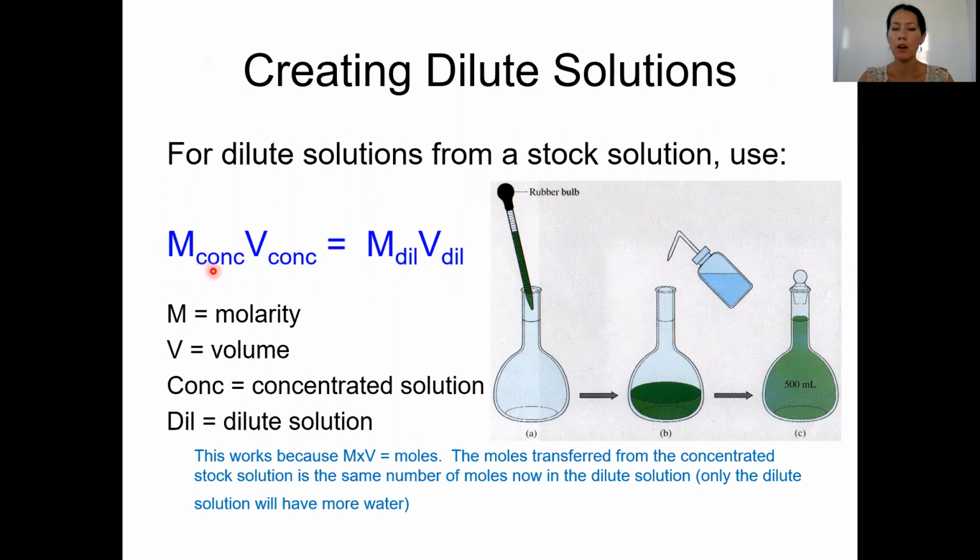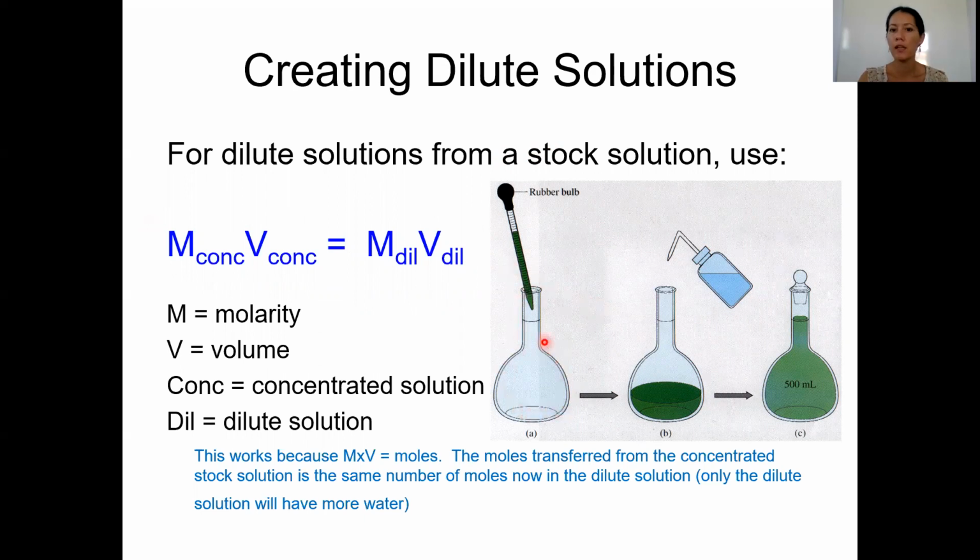Molarity of the concentrated stock solution times the volume of the concentrated stock solution equals M times V of the dilute solution. The reason this works is molarity times volume in liters is moles. So the moles of the concentrated solution that you use from the stock will equal the moles of the diluted solution. Let me back up.